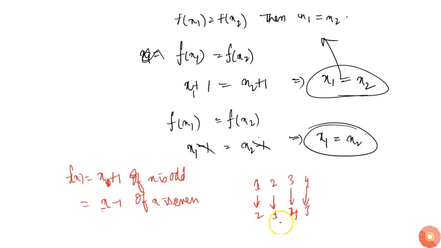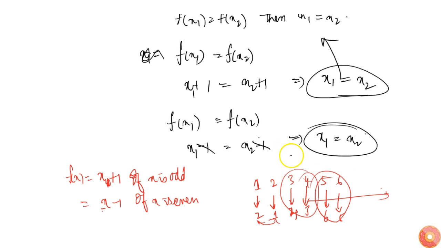As you can see, numbers are just interchanged, that's all, but all the numbers are showing up. Next, for 5 and 6 we get 6 and 5. As you can see, all the numbers are there in the range, so the range is exhausting the natural number set. Therefore, the given function is both one-one and onto.